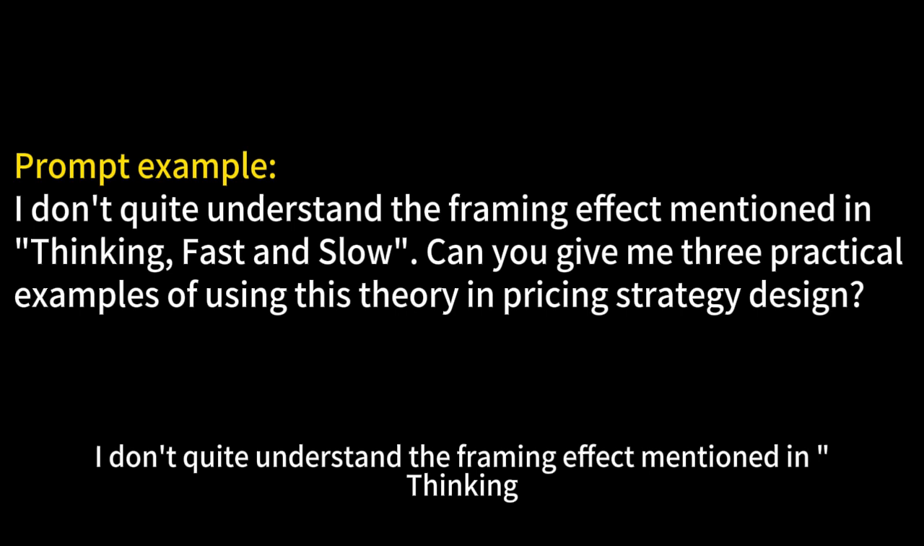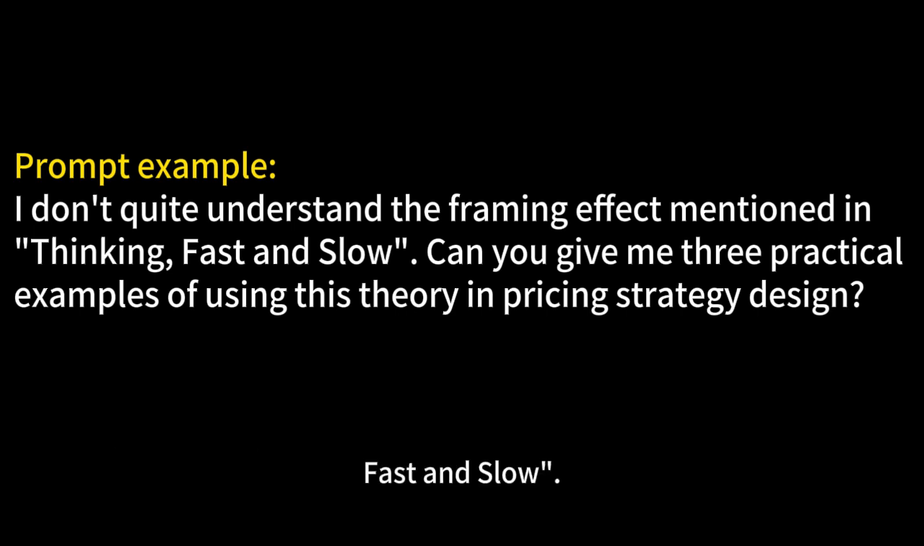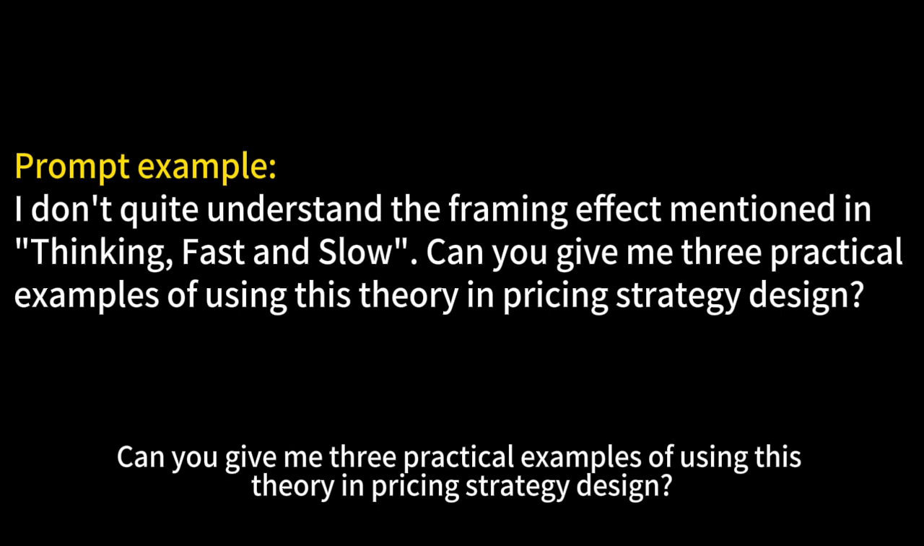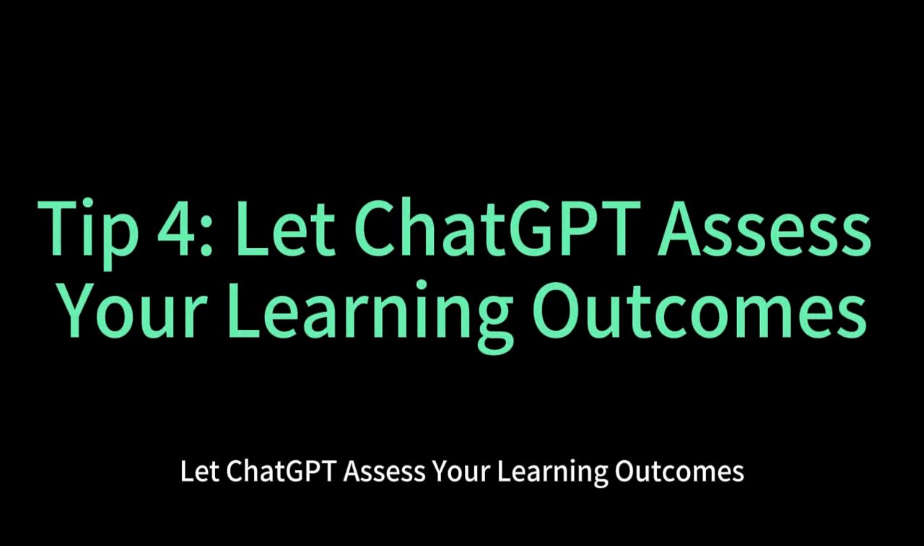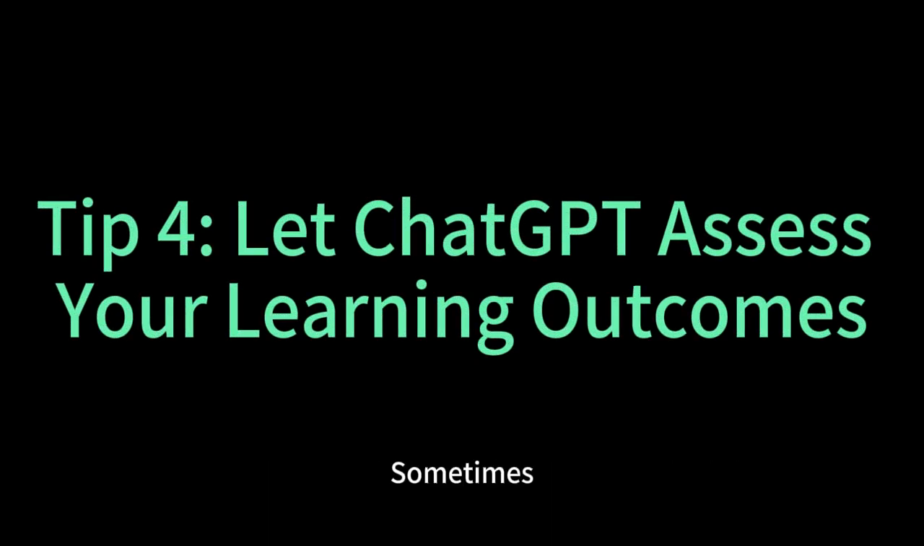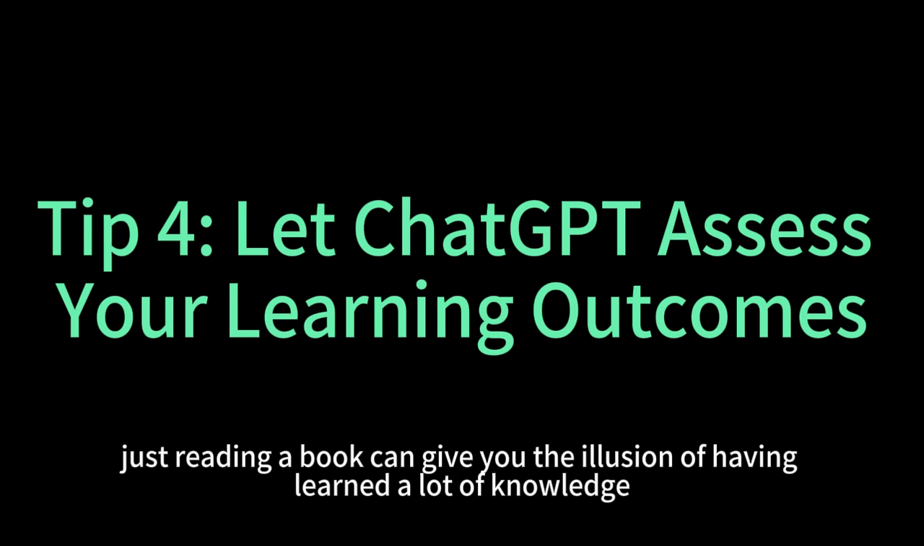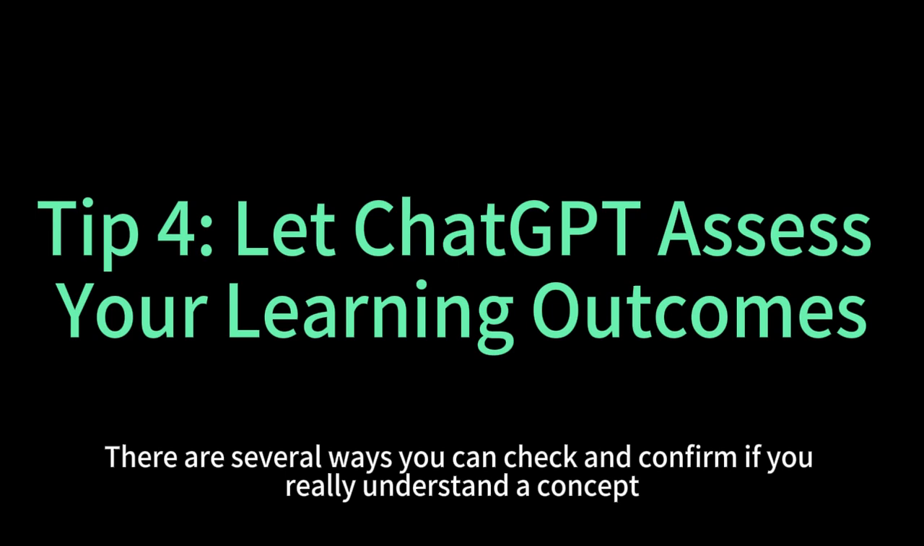Prompt example: I don't quite understand the framing effect mentioned in Thinking, Fast and Slow. Can you give me 3 practical examples of using this theory in pricing strategy design? Tip 4. Let ChatGPT assess your learning outcomes. Sometimes, just reading a book can give you the illusion of having learned a lot of knowledge. There are several ways you can check and confirm if you really understand a concept.